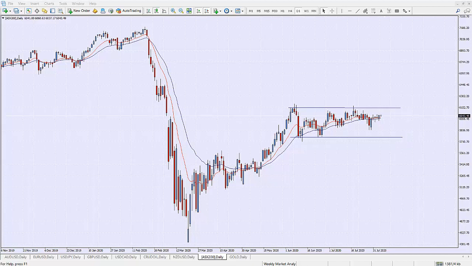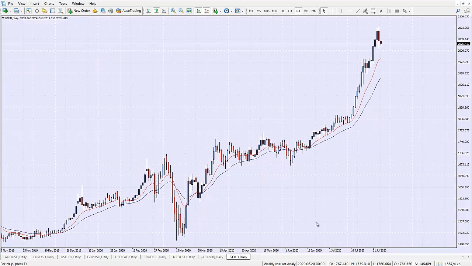We need to just continue with this channel until it breaks, and then we can look for the next possible movements on this. Let's have a look at gold. Gold continued to push through. It just continues to go up, but it hasn't pulled back to give us a really good entry point.